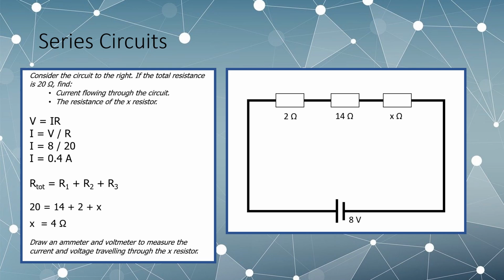We're next asked to draw an ammeter and voltmeter to measure the current and voltage traveling through our X resistor. So you need to remember from our diagrams that our current is going to be the same anywhere we put that ammeter in a series circuit. So our ammeter is going to be placed in series. You can see the circuit passes directly through the ammeter, whereas our voltmeter is going to be placed in parallel. That is, it connects to either side of the resistor to measure the potential difference across that resistor.